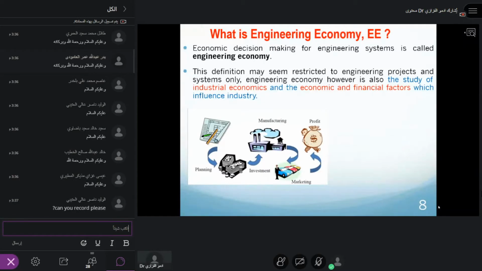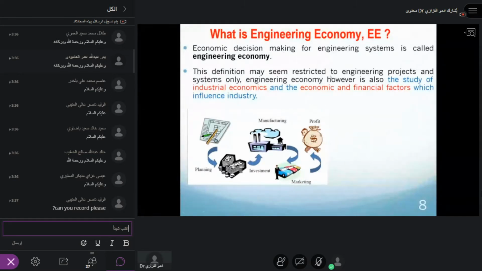But also the economic aspects of the engineering as well as decision making. So decision making for engineering systems is called engineering economy. But this is a short way you can define engineering economy. You make decisions for engineering systems, or engineering buildings, or any engineering application. You evaluate the project, you look at it, you study everything about it, and you make a decision for this kind of project. This is called engineering economy or engineering economics.